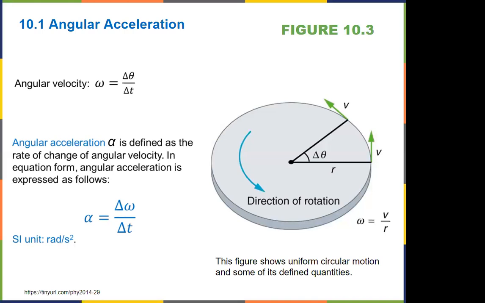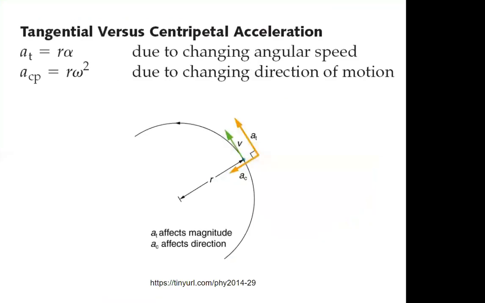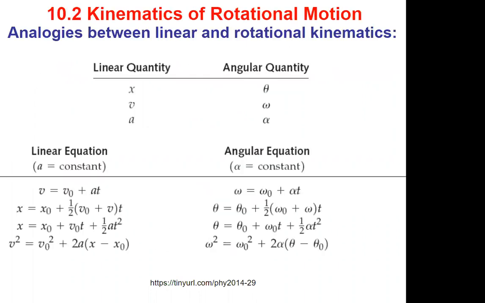Now for the acceleration, if an object is having rotational motion, that means it will have a centripetal acceleration. And at the same time, if the angular velocity changes, then you also expect a tangential acceleration. So there are two components for the acceleration, okay? Tangential component and centripetal component.